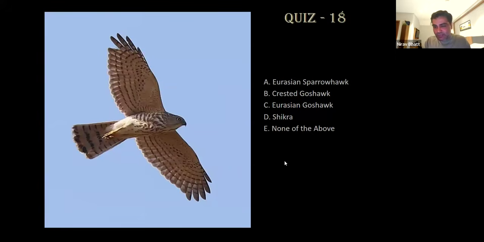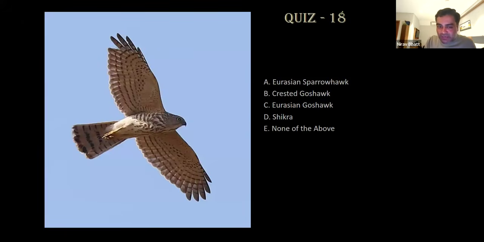Shikra is the correct answer, like most of you have said, but we'll once again very slowly try to eliminate the other two. That is Eurasian Sparrowhawk and Crested Goshawk and Eurasian Goshawk, all the three. Okay. 1, 2, 3, 4, 5 outer primaries. 1, 2, 3, 4. Fifth is even missing here. So only 5 outer primaries. That eliminates primarily all the other three.